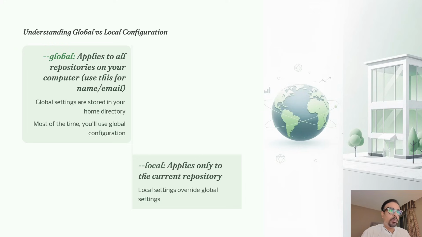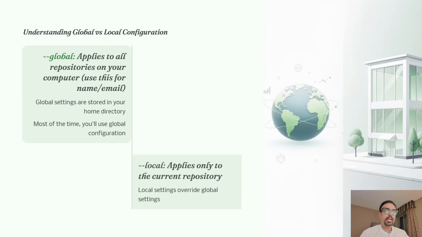So before we go ahead and configure your name, let's understand the difference between global and local configuration. Global configuration applies to all repositories on your computer. This is where you would typically set your name and email. So when you use the --global keyword, it is going to use your default name and email address for all the Git repositories that you have made by default. Global settings are stored in your home directory, and this is the configuration you will use most of the time. Now, what is local configuration?